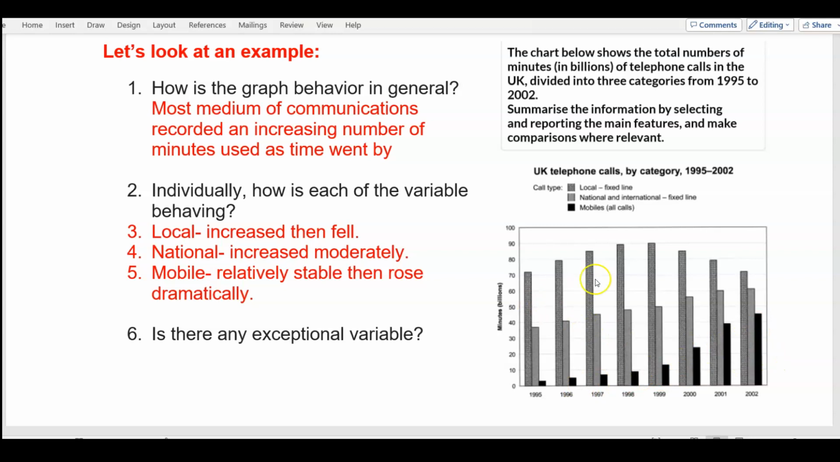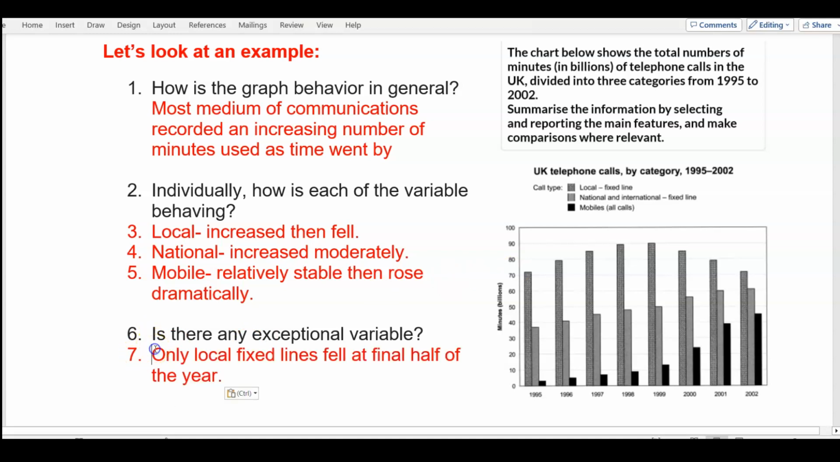Though the local fish line went up, it was the only one that actually fell in the last 4 year period. Okay, so it went up later, but it fell. That was the only exceptional trend that we had. So we can write that only local fish line fell in the last 4 years or at the final half of the year.